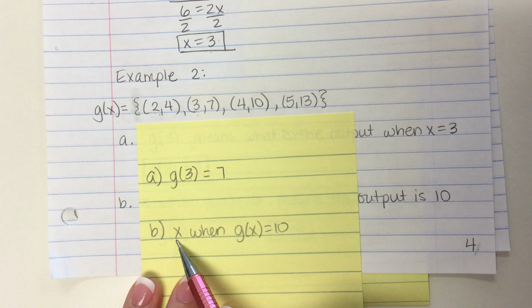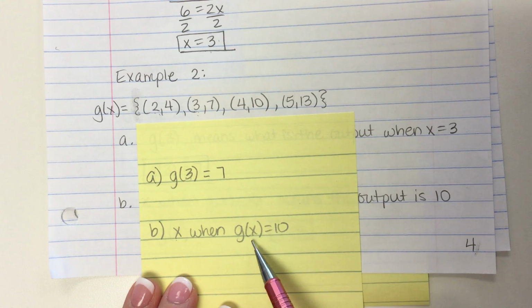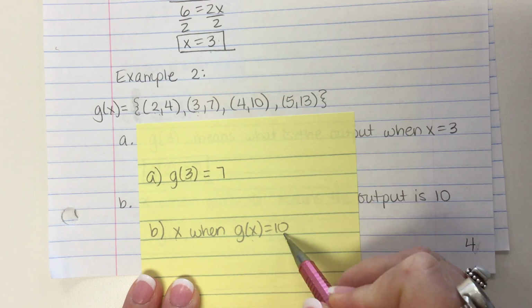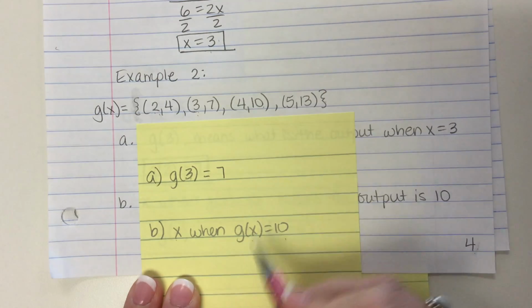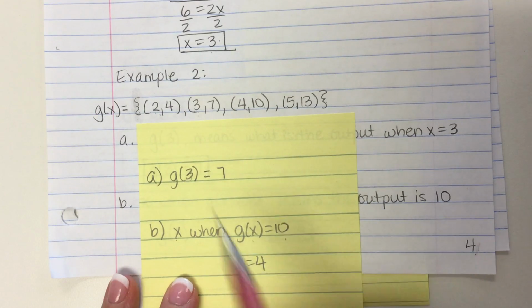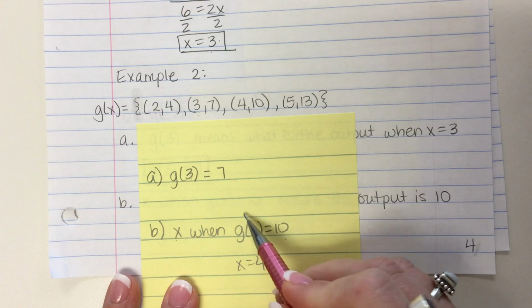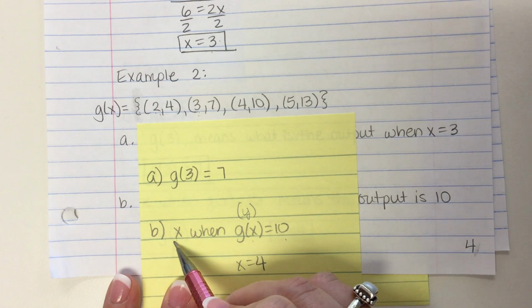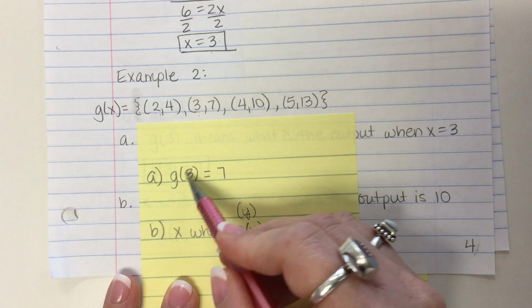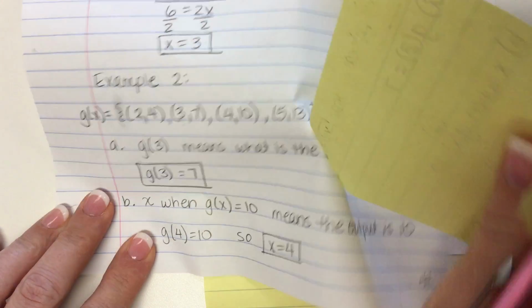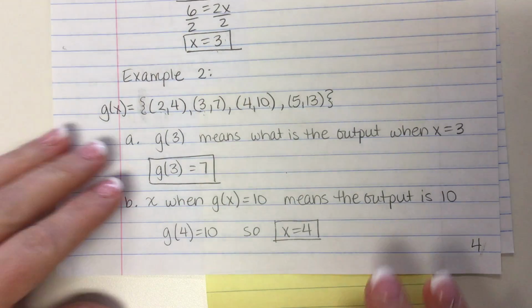Down here, I want to know what the input, or what x is, if g of x is 10. So in this case, I want the output to be 10. What is the input? Well, x is equal to 4 when g of x is equal to 10. You can think of g of x as being replaced with a y. When is y 10? What is x? And here it's like, when x is 3, what is y? So that gives you the answer that we have here.